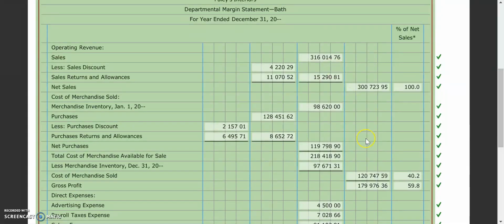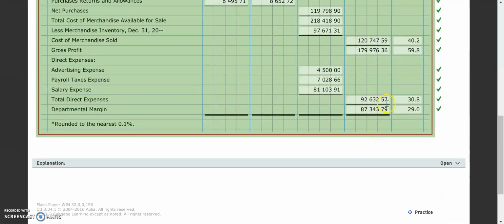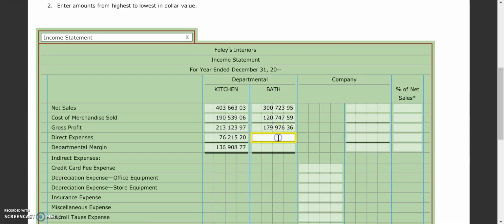Our direct expense amount total was $92,632.57. And so that leaves our departmental margin at $87,343.79.